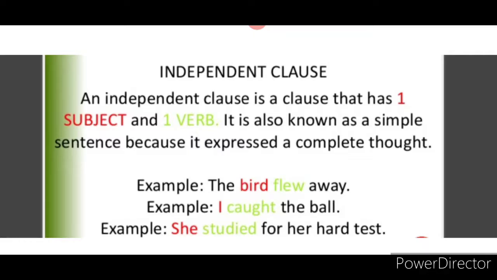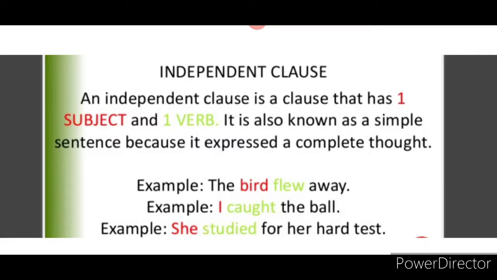We can understand by seeing the examples. See children, the first example: the bird flew away. Here bird is the subject and flew is the verb. By reading the sentence, I hope you understand. So the bird has flown away. Now see the next example. I caught the ball. Here I is the subject, given as a pronoun, and caught is the verb. So it gives you a complete meaning.